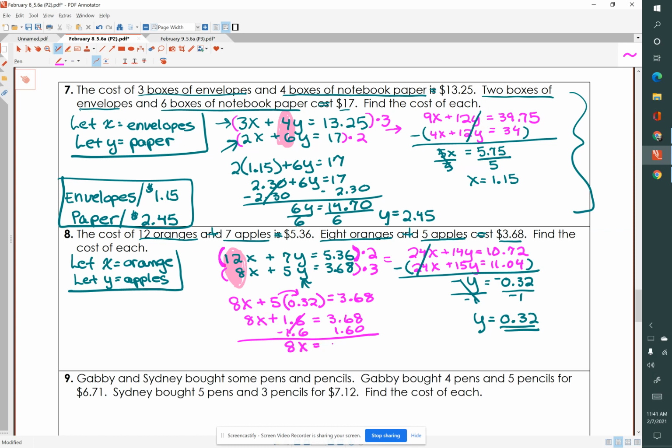And 8x will equal 2.08. Not done yet until I divide by 8. So we're looking for the price of an orange. 2.08 divided by 8 equals 0.26. So that's the oranges. Don't write X and Y for your answer. It's oranges and apples. So the oranges are 26 cents. You can write it like this if you want. And the apples are 32 cents.